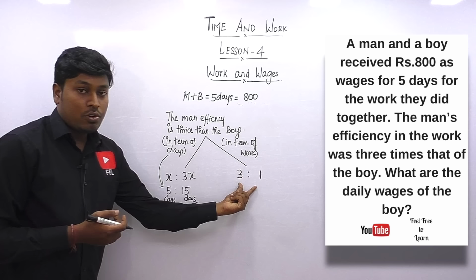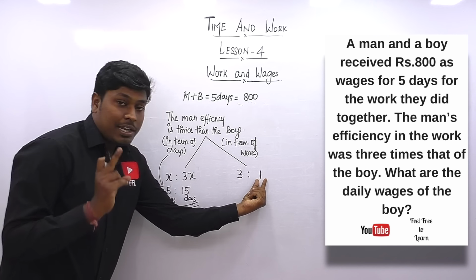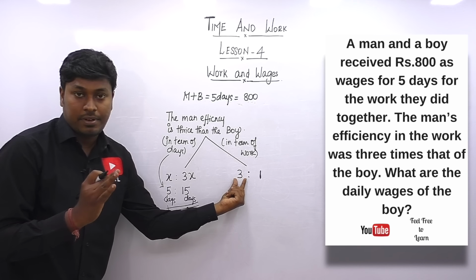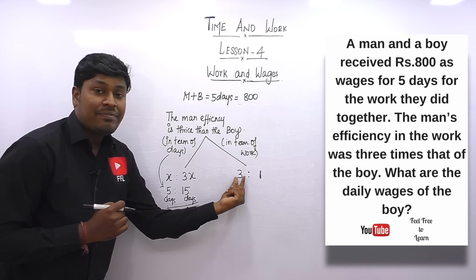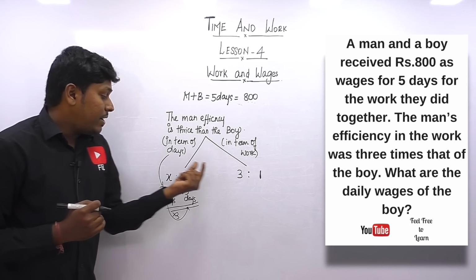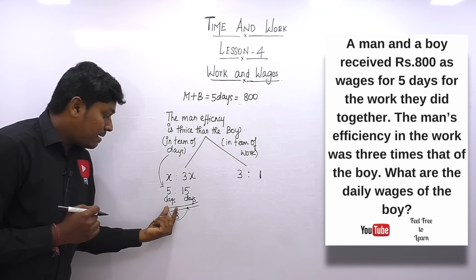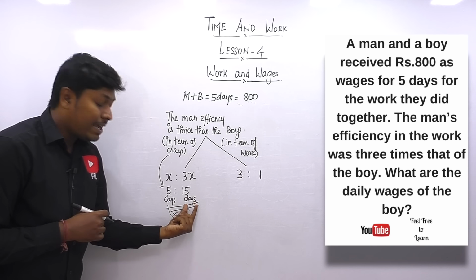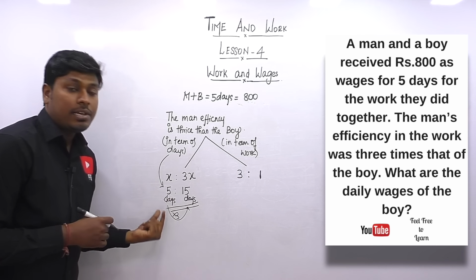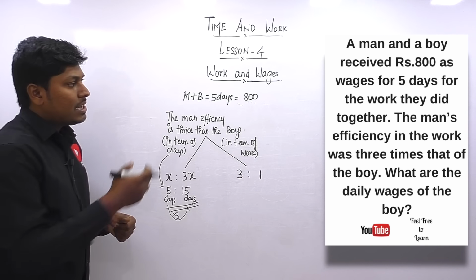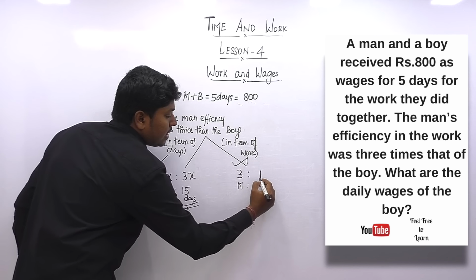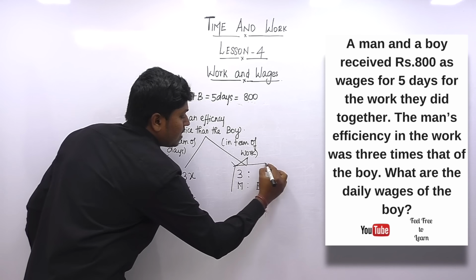If they are talking about work, if a boy does only 1 part of work in the same time where the man does 3 parts of work, we can say that the man's efficiency in the work is 3 times more when compared to the boy. When we are talking about days, if the man completes a work in 5 days and the boy completes it in 15 days, the man's efficiency is 3 times that of the boy. So, got the logic, friends? Here they are talking about work, so we can say the man's ratio is 3 and the boy's ratio is 1.